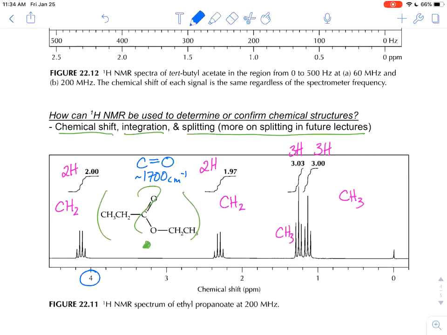And since, once again, we do know the actual structure right now, I'm going to go back and forth and show how we know what's what. Since this shows up at 4, this is very de-shielded. That must mean, once again, that that carbon is attached to an oxygen. I'm going to continue on and play with the splitting patterns and make a little bit more space for myself.